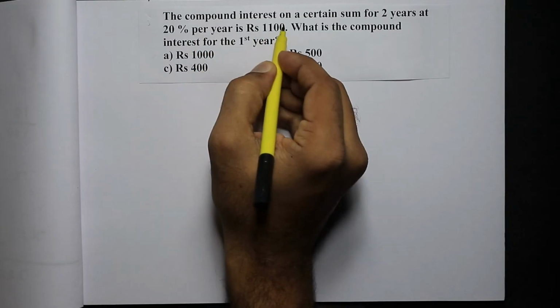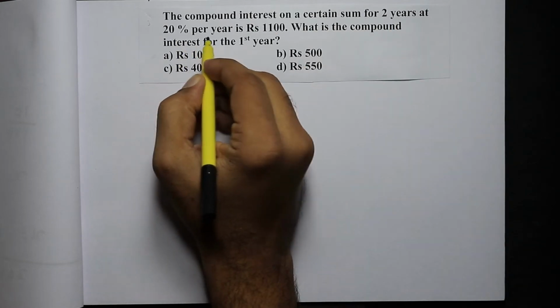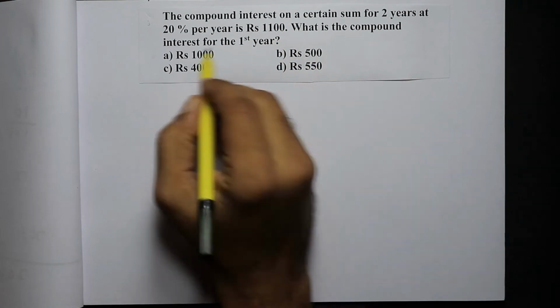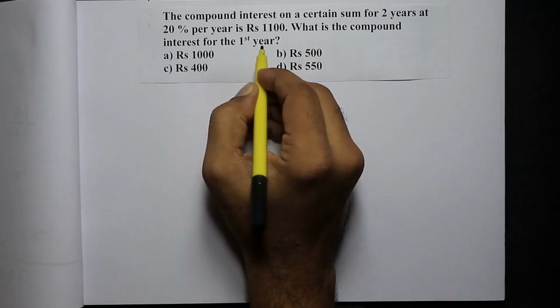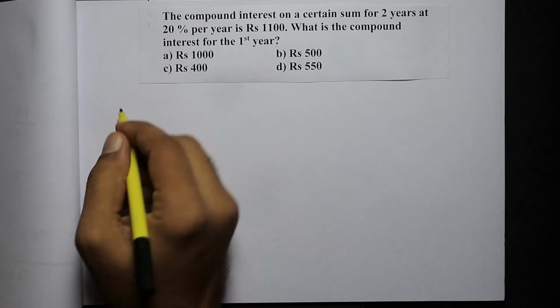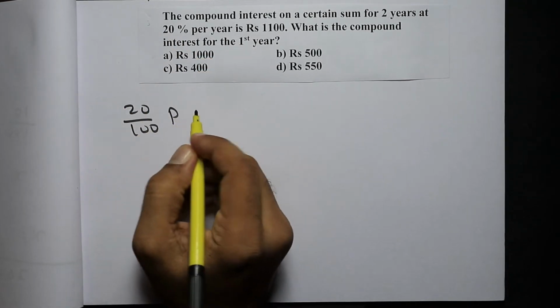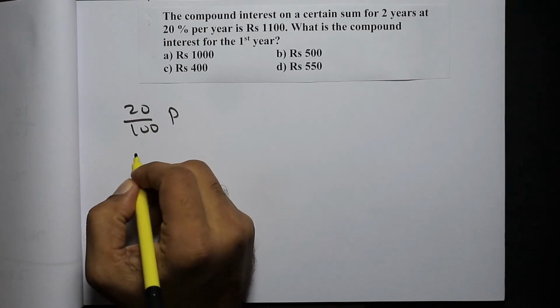The compound interest on a certain sum for 2 years at 20% per year is rupees 1100. What is the compound interest for the first year? Now first year's compound interest you will get as R% of principal. R is 20%. So you will be getting 20% of principal. This is the first year's compound interest and this is what we need to calculate.